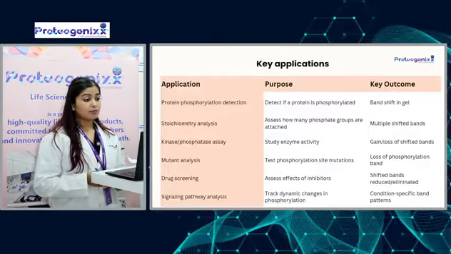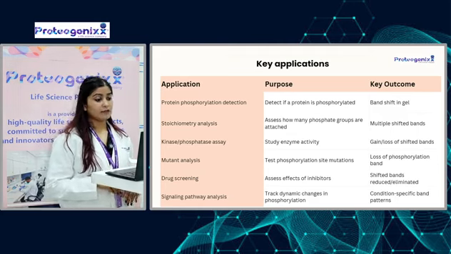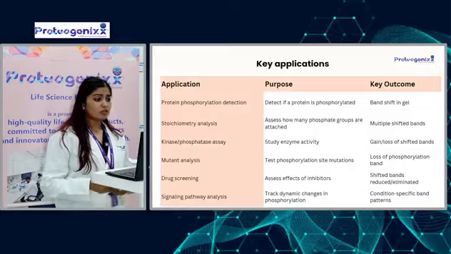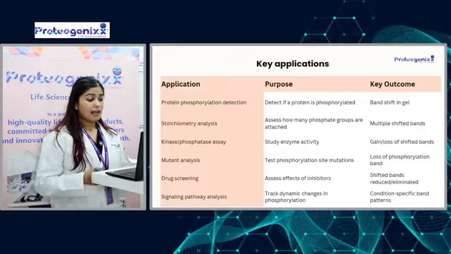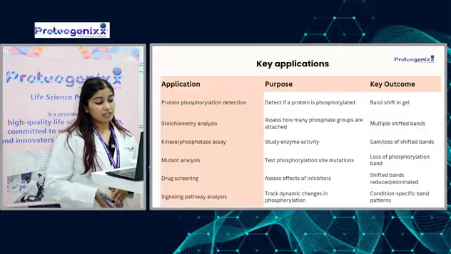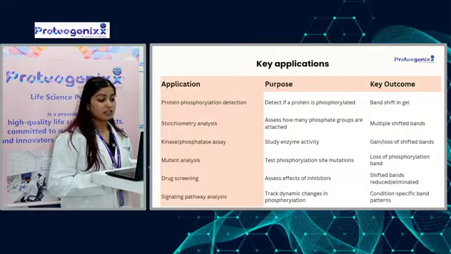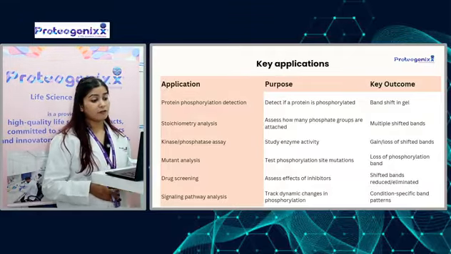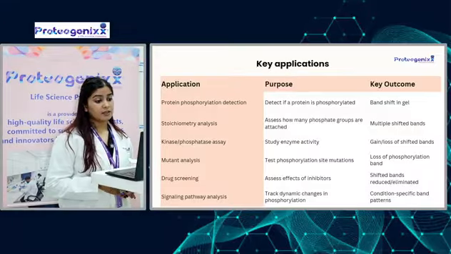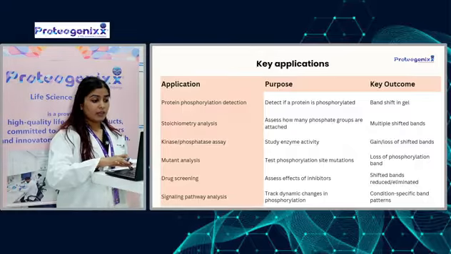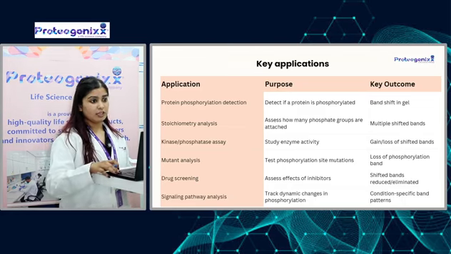I have already told you that it can detect non-phosphorylated proteins from phosphorylated proteins, but it is also used in assessment of kinase and phosphatase activity. Another application is that it can be used for detection of site-directed mutations or other pharmacological events. It is also used in drug screening to assess the effects of inhibitors, and also in cell signaling pathways to track dynamic changes in the phosphorylation levels.